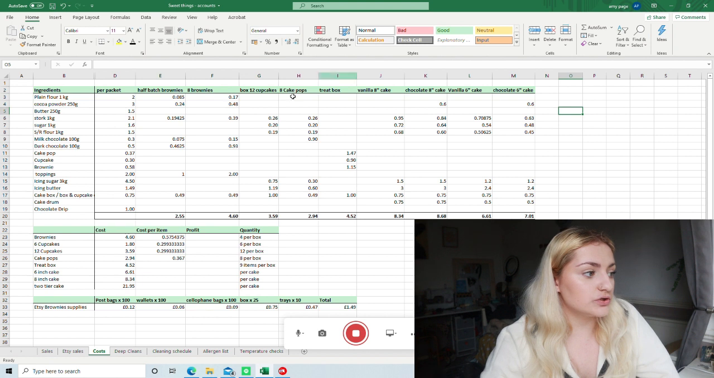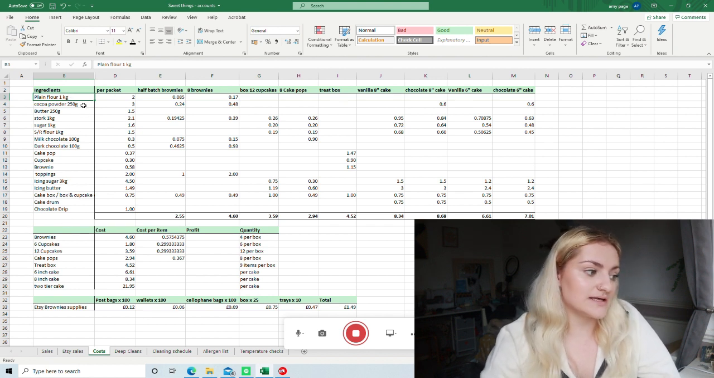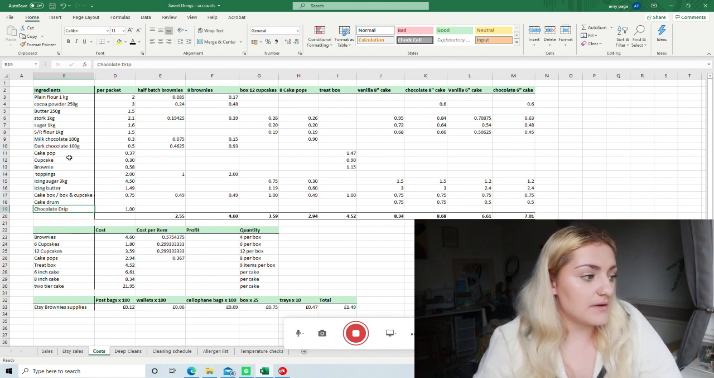And then you can insert the values that you buy everything in terms of their weight, or pack size. So if it's cake drums, then you can say pack of 5, or individual prices if you know them. And then you just put all the ingredients that you're needing, depending if you make cupcakes, if you make cakes, if you only make brownies, and then you put the cost of each packet, and then along the side you start to do your calculations.